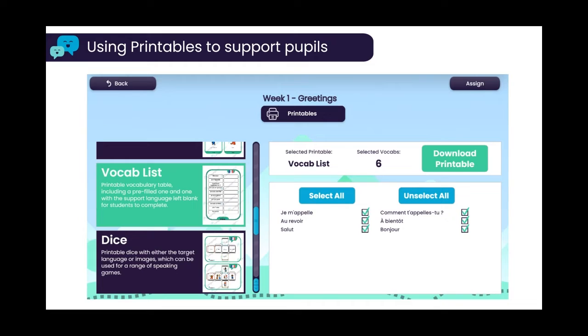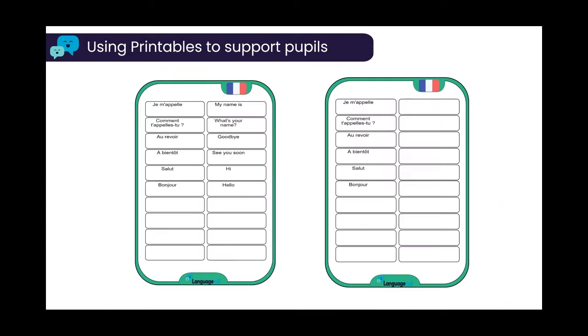From here you can download that vocabulary list and select or unselect as much vocabulary as you want, which will then give you two versions of the list. One is the French and the English, or Spanish and the English, and the other is just the French with the English removed. And so you've got both a support activity and an extension activity here.